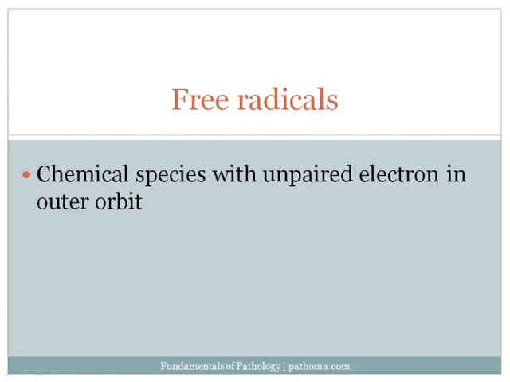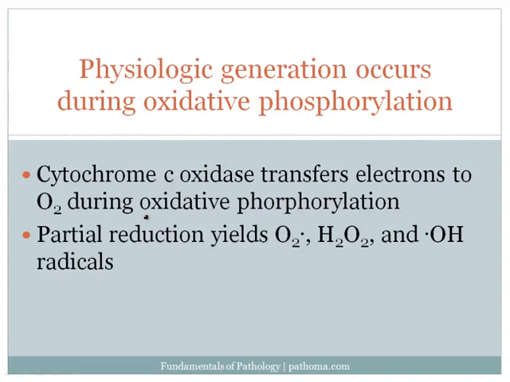All right, before we can begin our discussion of free radicals, we should take a step back and define what a free radical actually is. A free radical is a chemical species with an unpaired electron in the outer orbit. And it's this unpaired electron that has the ability to induce damage within the cell. Now, it's important to recognize that free radicals are actually generated physiologically and pathologically.